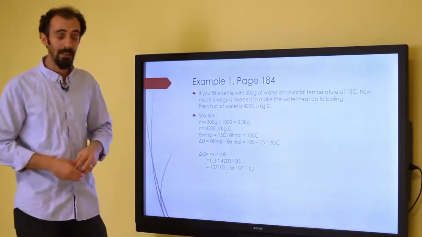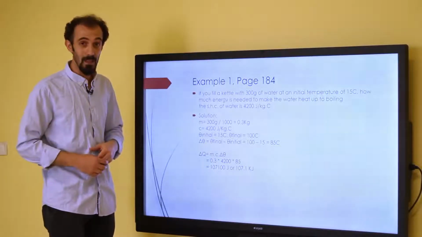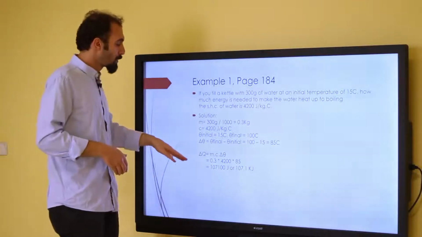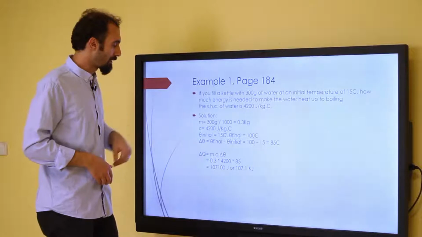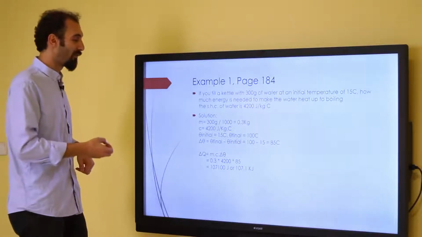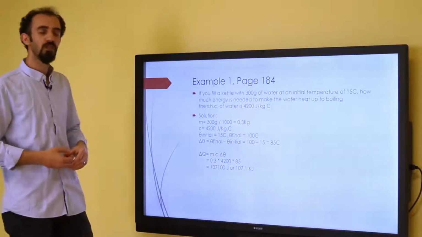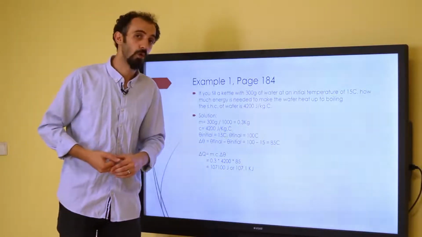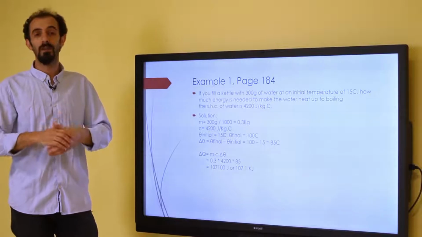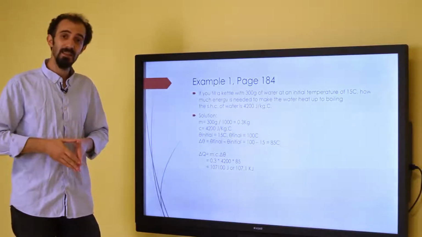Now I have all my data, and I need to implement it in the equation to find the difference in thermal energy. How much energy do I have to supply this water to boil it? So delta Q is equal to m times c times delta theta, which means 0.3 multiplied by 4,200 multiplied by 85, which is 107,100 joules, or just 107.1 kilojoules of energy. So 107.1 kilojoules of energy is required to increase the temperature of 300 grams of water from 15 Celsius to boiling.